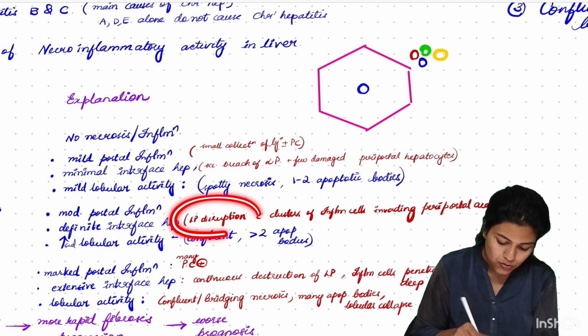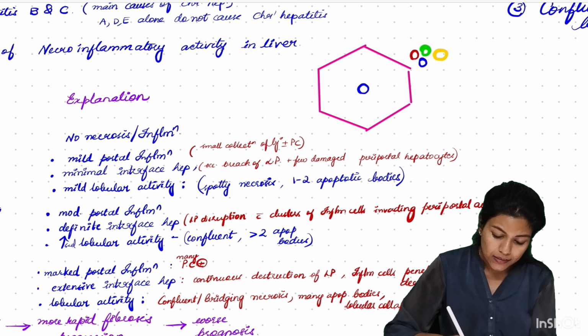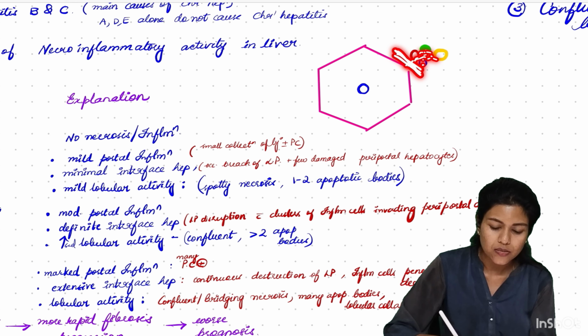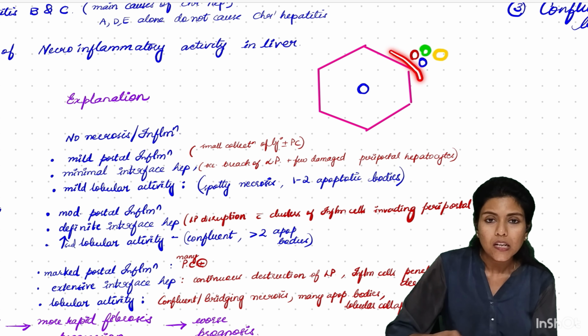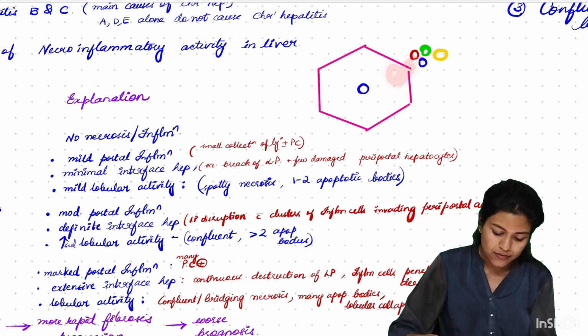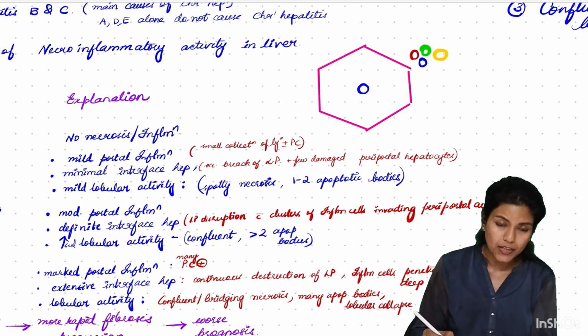So there is disruption of the limiting plate, and clusters of inflammatory cells will invade periportal areas. They'll move out from this portal triad. It will move out to the junction. It is called interface hepatitis. It will disrupt the limiting plate, and a cluster of periportal hepatocytes are being invaded by these inflammatory cells. That is definite interface hepatitis.